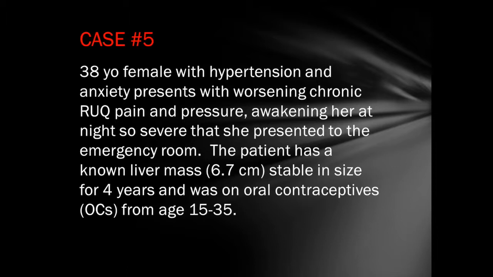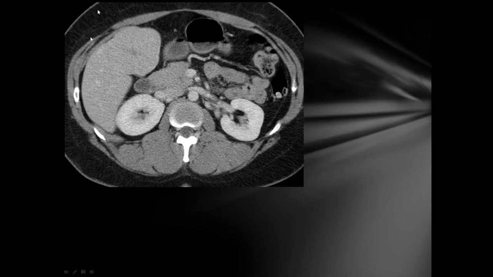Case 5, a 38-year-old female with hypertension and anxiety, presents with worsening chronic right upper quadrant pain and pressure. It awakens her at night, so severe that she presented to the emergency room on one occasion. She has a known liver mass, about 6.7 centimeters. It's been followed. It's been stable in size for 4 years. She's been on oral contraceptives from age 15 to 35, and upon discovery of the liver mass, was taken off of oral contraceptives. So she presents acutely to the emergency room with pain.